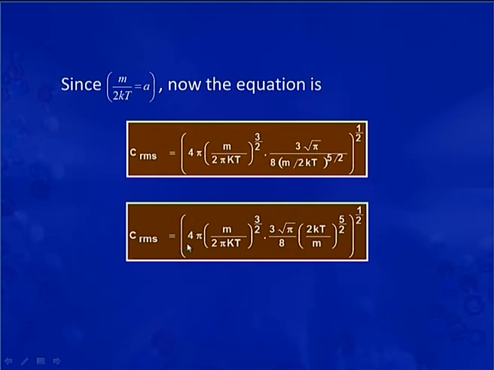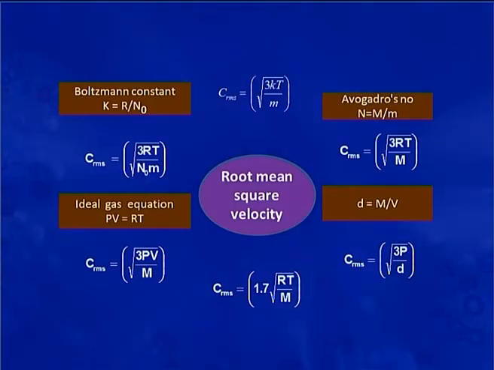CRMS is equal to (4π (m/2πkT)^(3/2) × (3√π/8) × (2kT/m)^(5/2))^(1/2). On solving this equation, we get the value of root mean square velocity, that is CRMS is equal to √(3kT/m). As we know, the Boltzmann constant is equal to the ideal gas constant divided by Avogadro's number.